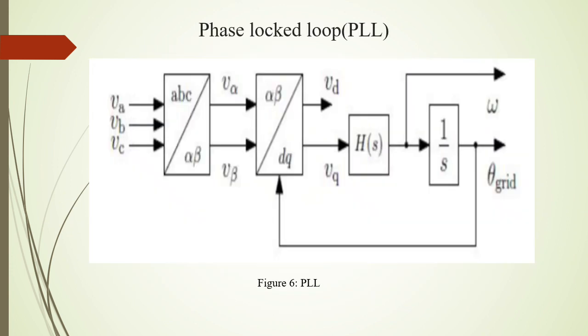This is the phase lock loop, PLL. This PLL is used for the input measurement of the three-phase voltage, where the output signal Vd and the grid voltage are used in the DQ frame inverter control.